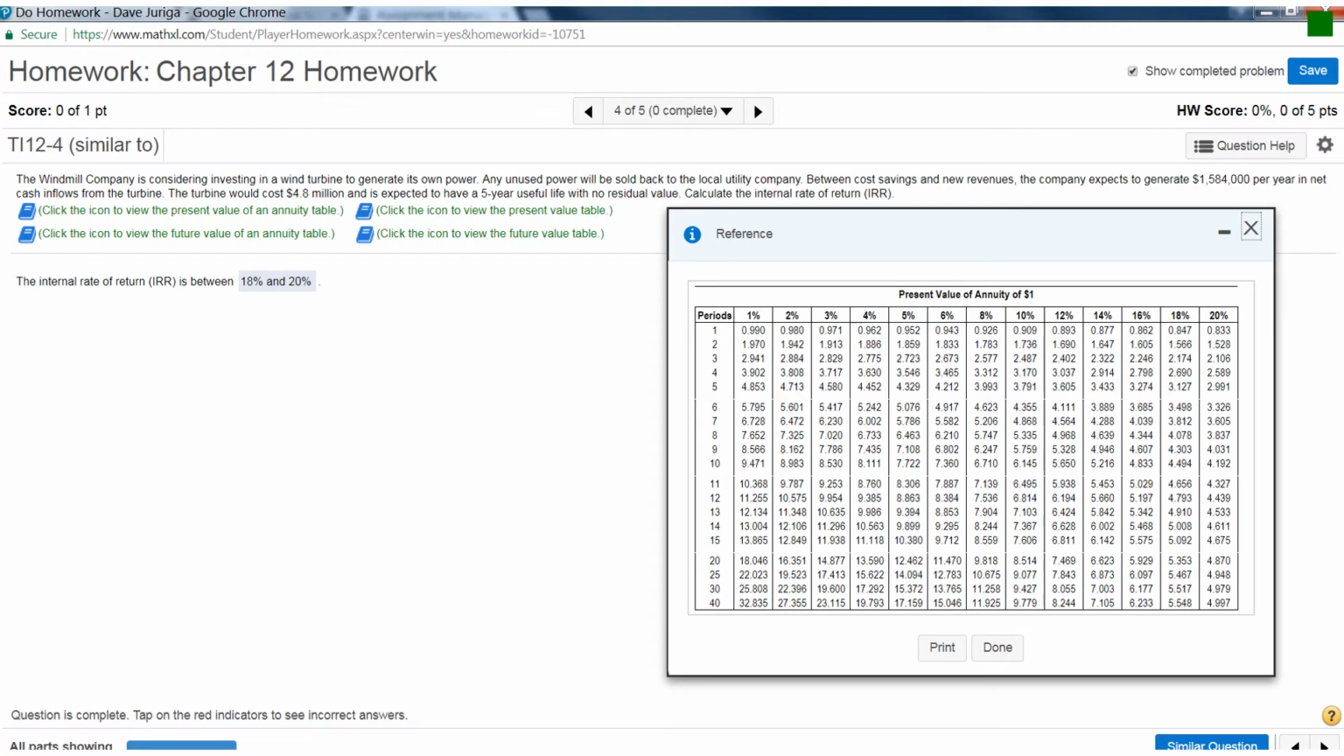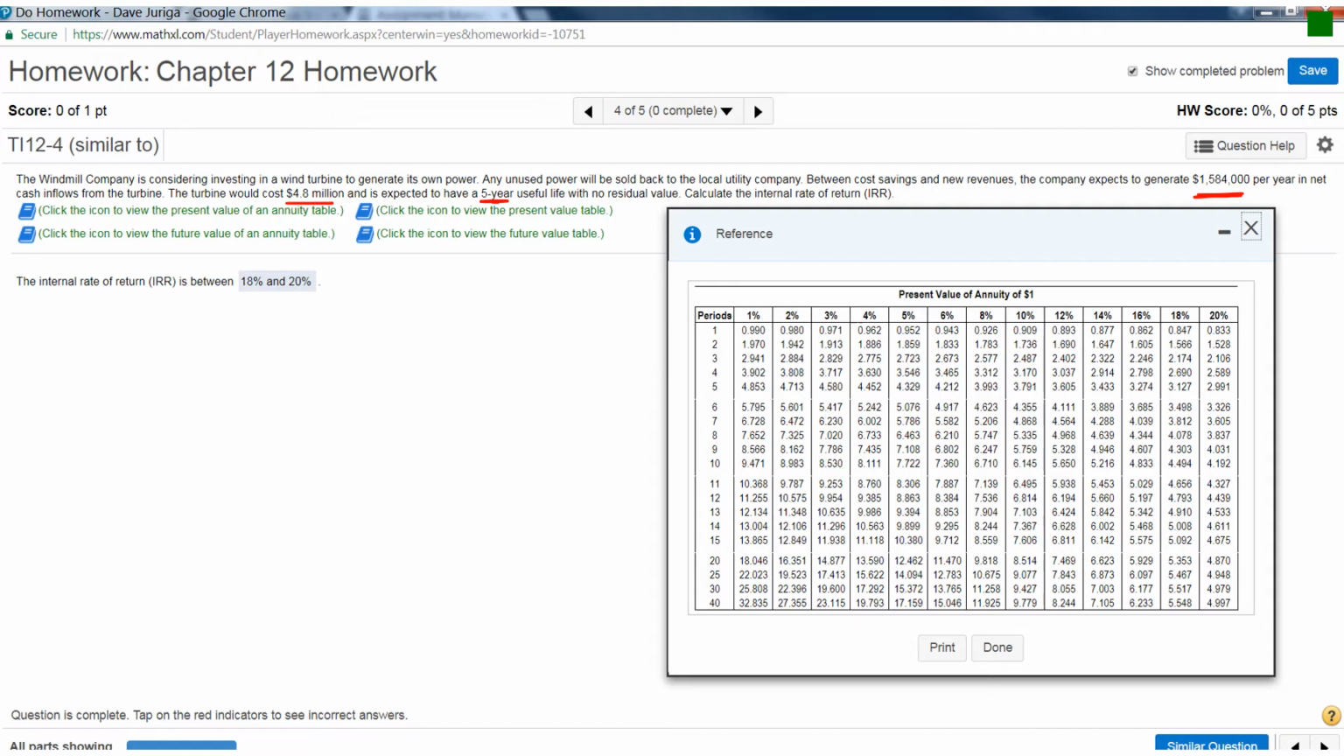All right, this is chapter 12, homework problem number 4. You're going to be calculating the IRR, known as the internal rate of return. So again, same setup. We've got the windmill company considering investing in a wind turbine to generate its own power. Any unused power will be sold back to the local utility company. Between cost savings and new revenues, the company expects to generate, and then they change the number again, this one is $1,584,000 per year in net cash inflows, and it says the turbine would cost $4.8 million and has a 5-year useful life with no residual value.